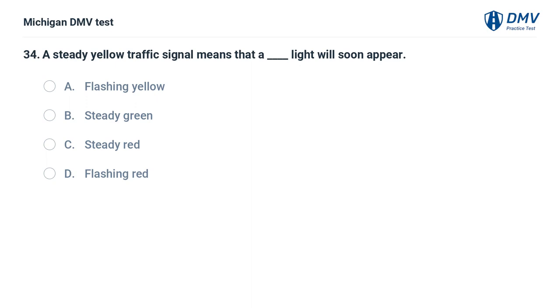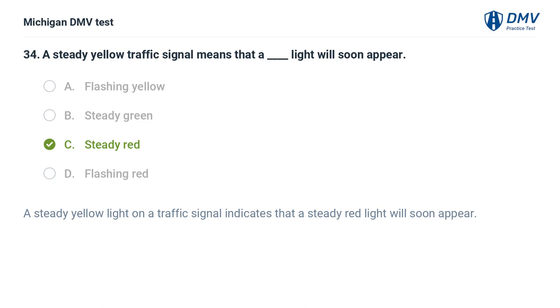A steady yellow traffic signal means that a blank light will soon appear. A. Flashing yellow. B. Steady green. C. Steady red. D. Flashing red. C. Steady red. A steady yellow light on a traffic signal indicates that a steady red light will soon appear.